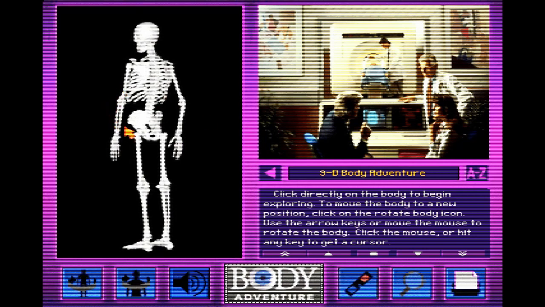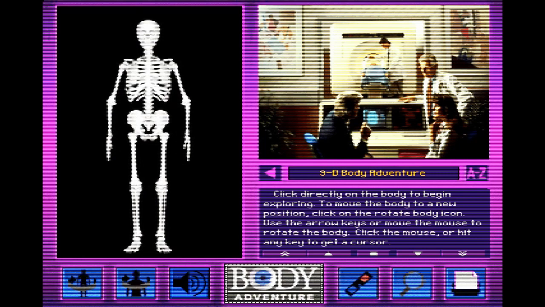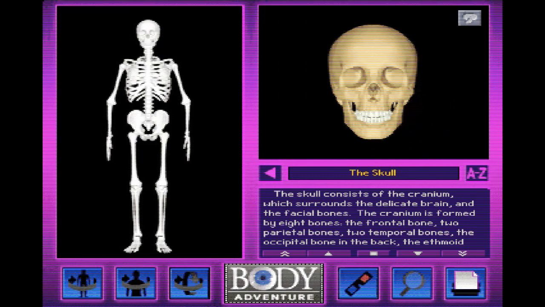Click directly on the body to begin exploring. To move the body to a new position, click on the rotate body icon. Use the arrow keys or move the mouse to rotate the body. Click the mouse or hit any key to get a cursor. Let's check out the skull. The skull.